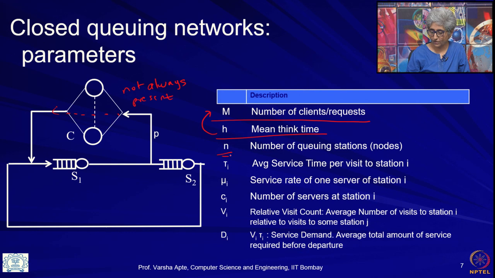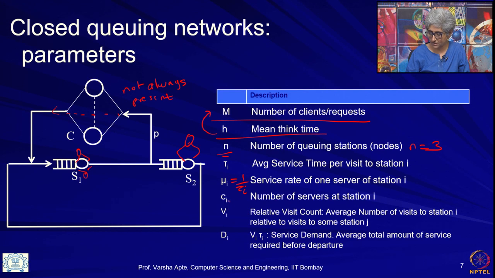And as usual, we have the number of queuing stations n. For example, here n is equal to 3. We have the average service time per visit, tau I. Mu I is nothing but 1 over tau I. Closed queuing networks can be defined with multiple servers, so we can have multiple servers at each node. C I represents the number of servers at station I.